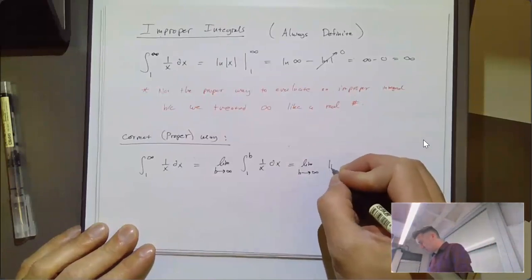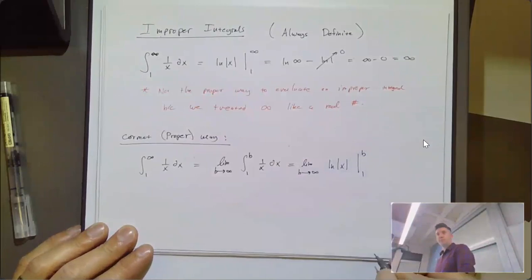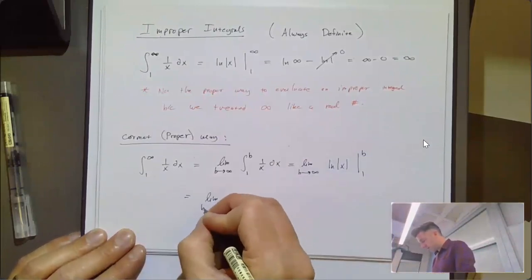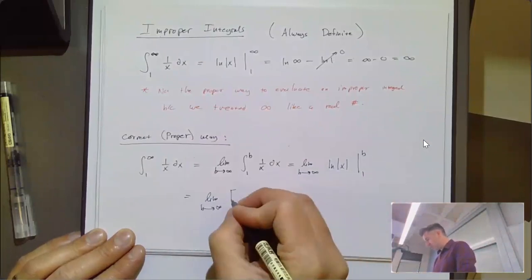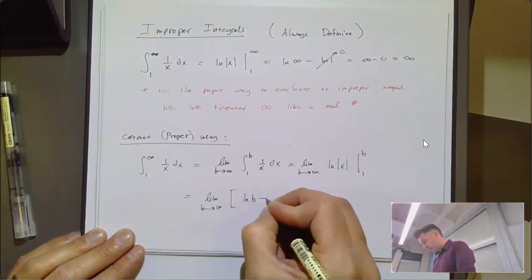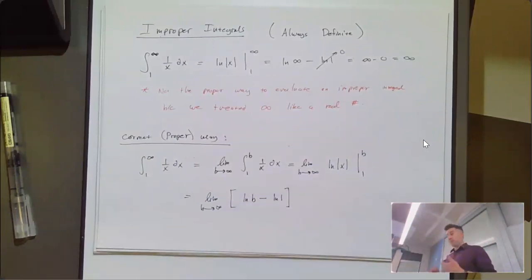So if we integrate 1 over x, what do we get? We get the natural log of the absolute value of x, evaluated from 1 to b. And that's going to equal, still with the limit out in front, the natural log of b minus the natural log of 1. I'm not writing the absolute values anymore because b is positive and 1 is positive. The absolute value of 1 is 1, and the absolute value of b, which is a positive number, is b.